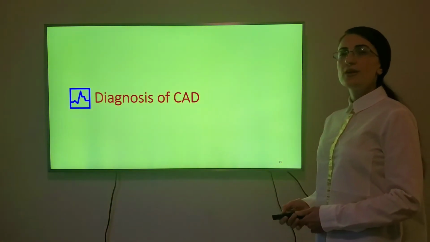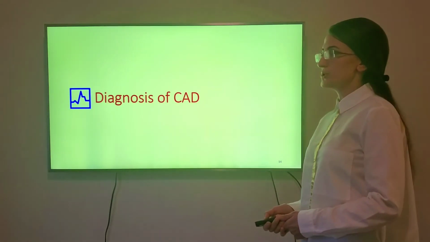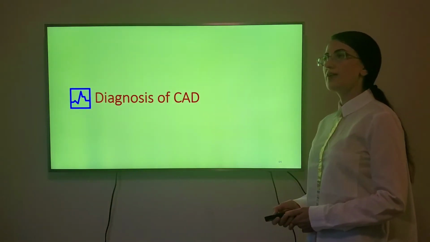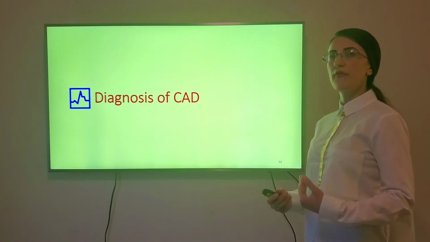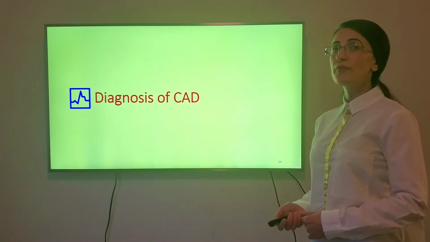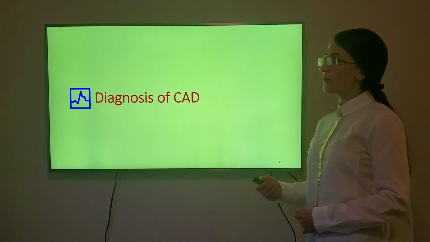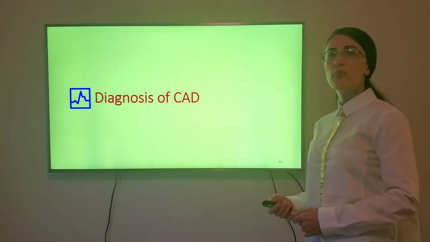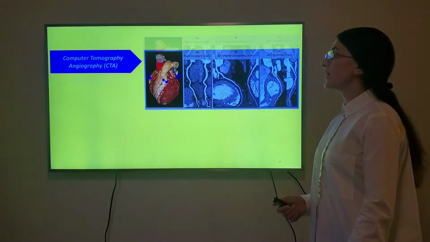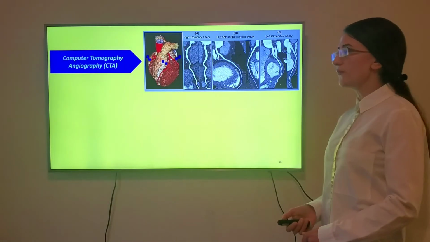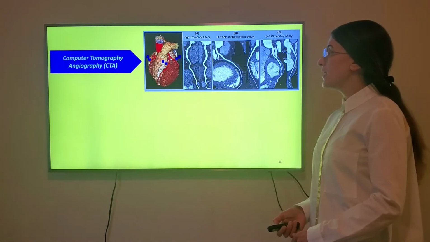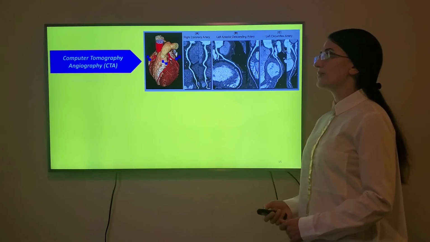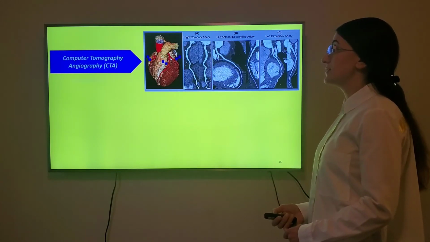Okay, how do we diagnose coronary artery disorders? For diagnosis of coronary artery disorders, there are two methods. One of them is invasive, another method is non-invasive. In my next slides, I'm going to talk about these methods. One of them is computer tomography angiography. This is a non-invasive method in detecting coronary artery disorders. This is actually a good method in detecting coronary artery disorders.